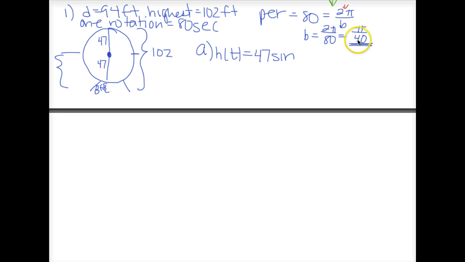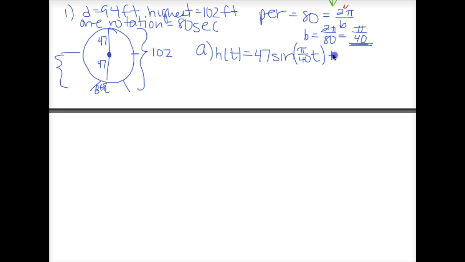Then my b value I just solved for. It's pi over 40 times t. Remember that there is no horizontal shift here because the value starts at the midline, then goes max, then midline, then minimum. So there's no horizontal shift, so we can keep these together.